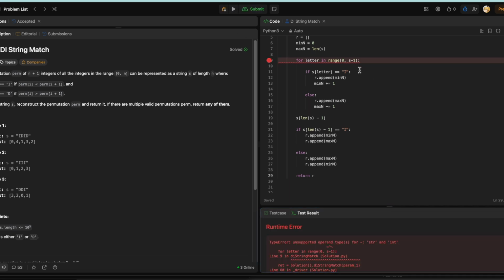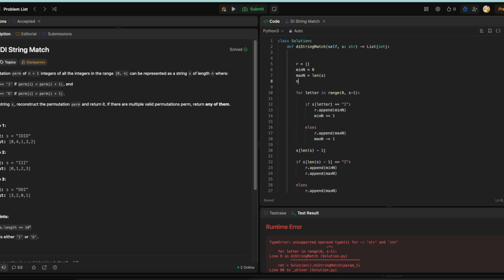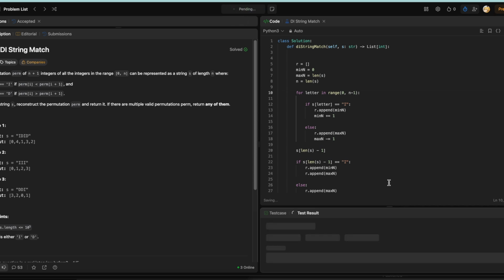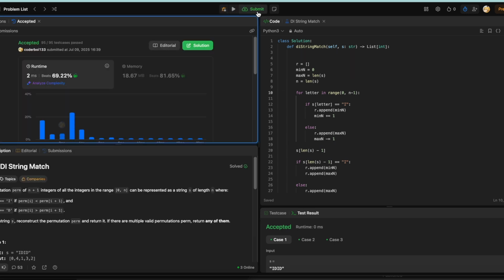And it doesn't work. So why is that the case? Because s is a string. So we're going to let n be the length of s, so n minus 1. And there we go, so let's submit. And that's the solution.